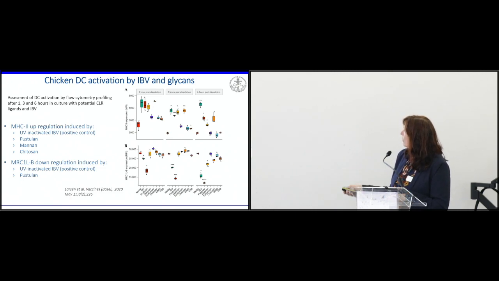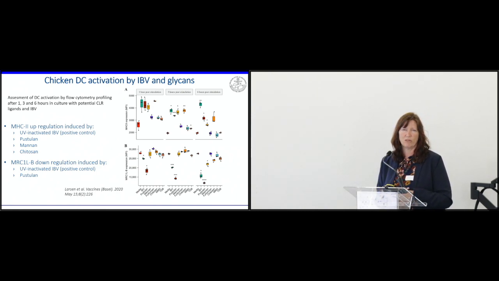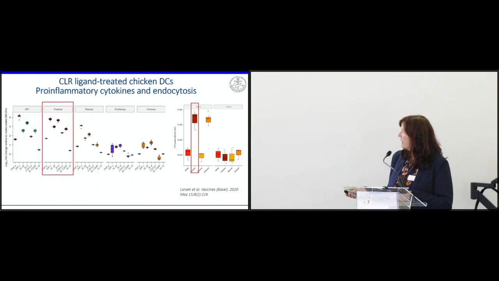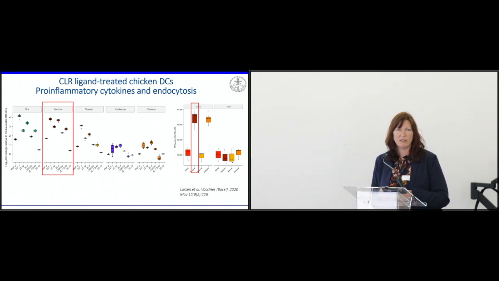You are probably not able to see the details here, but this slide is about activation of the dendritic cells, and we actually had a candidate called pustulin that came up in numerous studies, and we also looked at the cytokine profile and compared it to what happened when we cultured the cells with the natural virus. We also looked at endocytosis, and we decided that this pustulin was a really interesting candidate for an adjuvant approach.